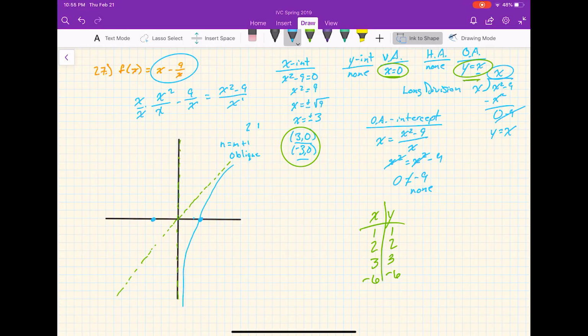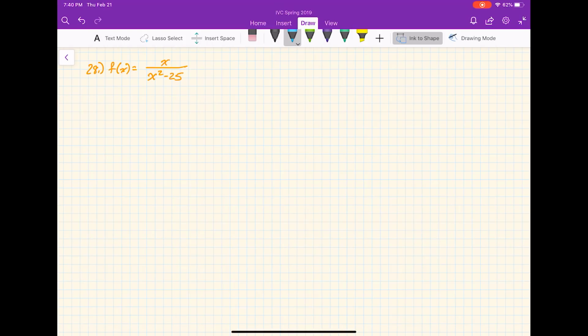Anyway, we know that this is going to go this way, and the other one's going to do the opposite. So that one's pretty easy to plot. Remember, it doesn't touch those asymptotes. So there you have it, number 27.